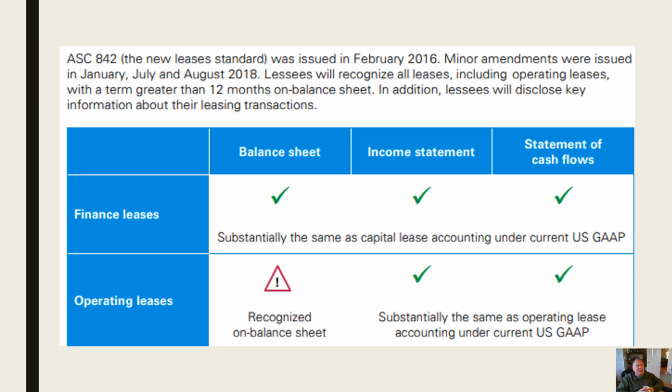On finance leases, if we look at the balance sheet, income statement, and cash flows, they're substantially the same as capital lease or finance. What ended up happening is there's probably a few more transactions that folks considered operating lease that now would be finance. So in the determination of what is a capital or finance, when we look at operating leases, from an income statement and cash flow, they're substantially the same as an operating lease when we look at GAAP. Okay? Big change: it's recognized on the balance sheet.